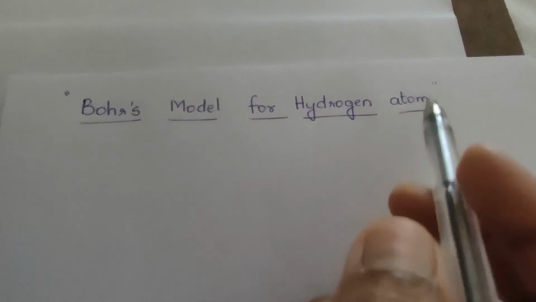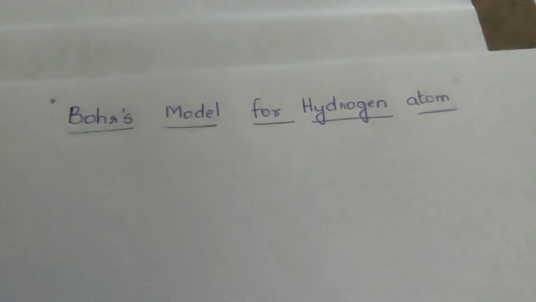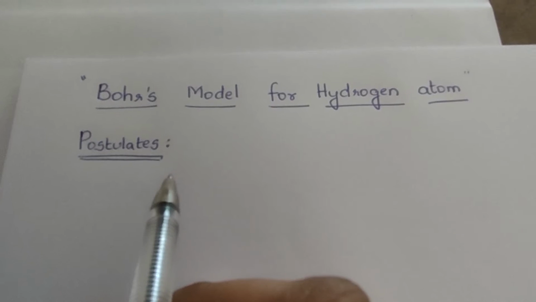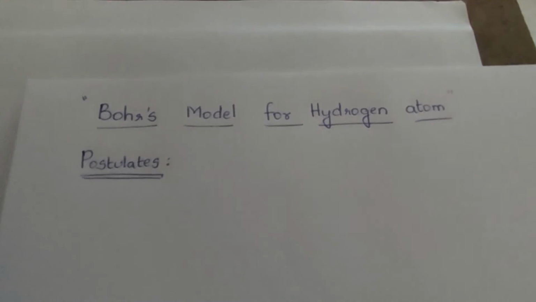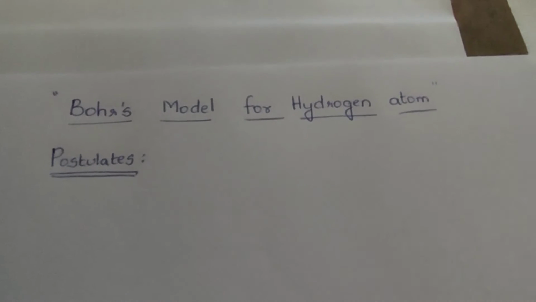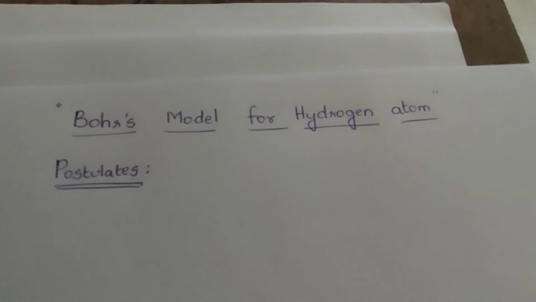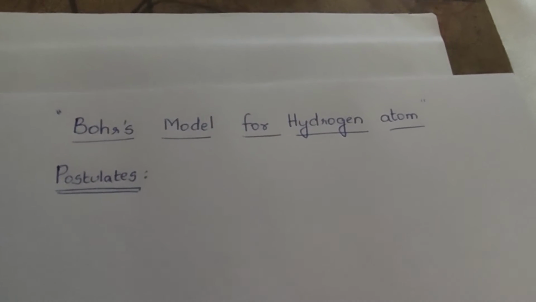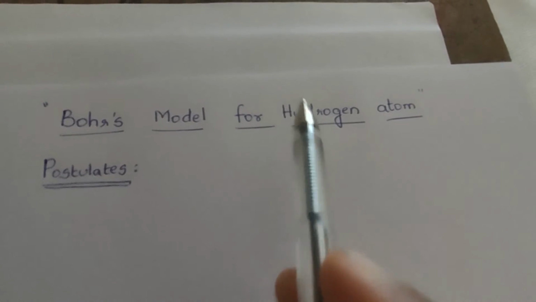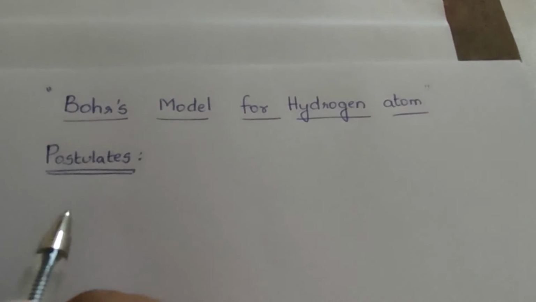Bohr proposed a model for the hydrogen atom based on a few postulates. Postulates means a statement or an assumption which will not have any proof, but this assumption or statement is agreed by everyone. So based on these postulates, Bohr gave a model for the hydrogen atom. Let's discuss these postulates one by one.